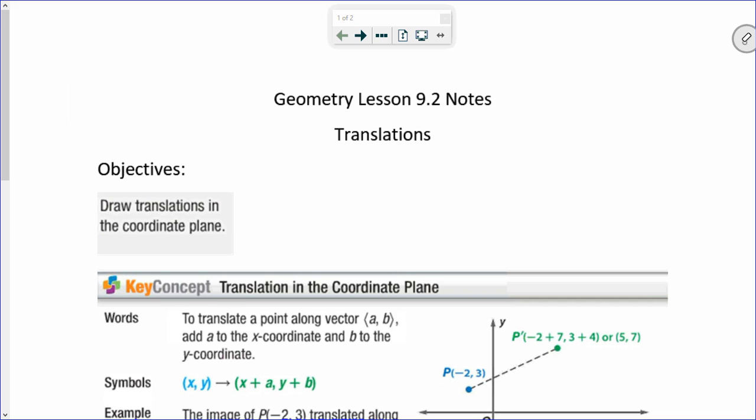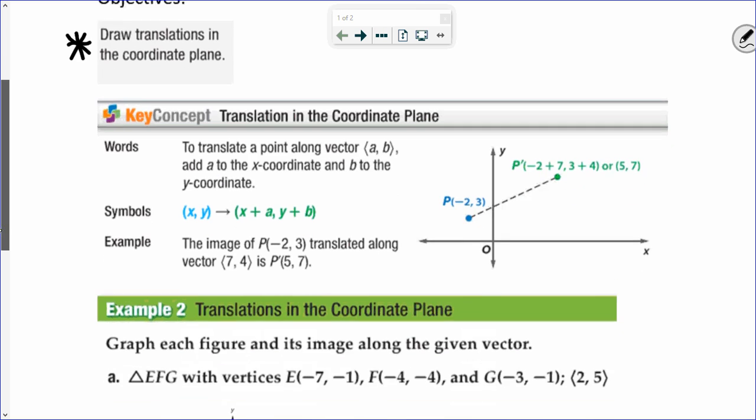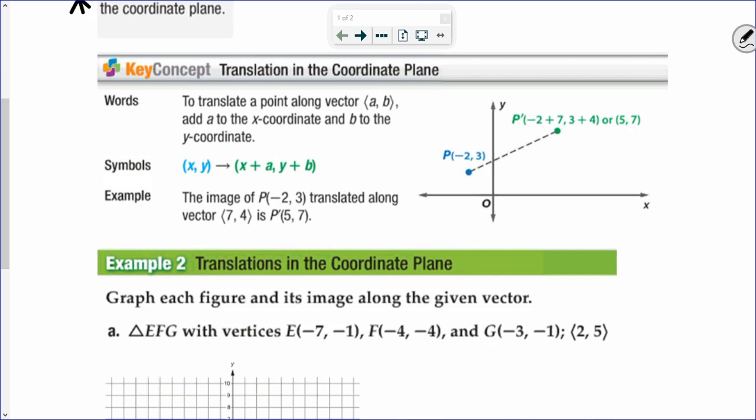All right, hello everyone. Today we're going to be talking about lesson 9.2, which has to do with translations. We'll have one objective today, and that'll be to draw translations in the coordinate plane. If we're able to do that, that's the objective. Translations in the coordinate plane: if you're good at adding and subtracting, you're going to be able to do this pretty easily.